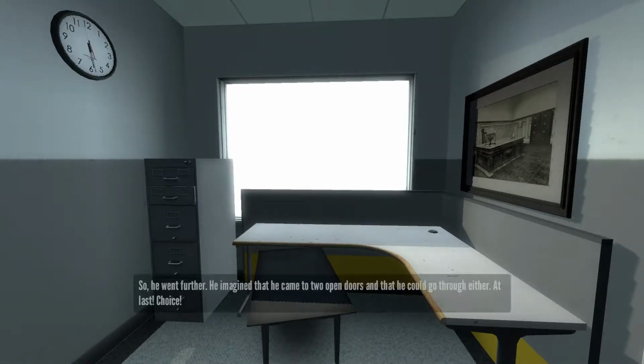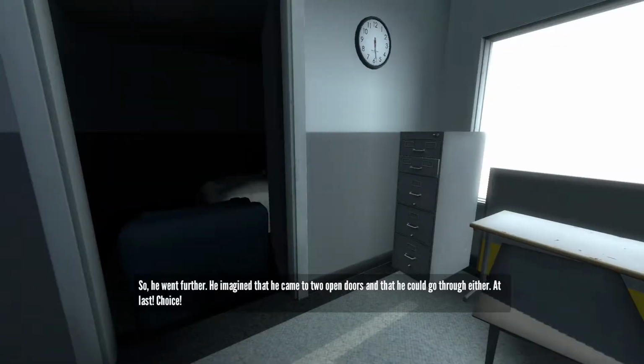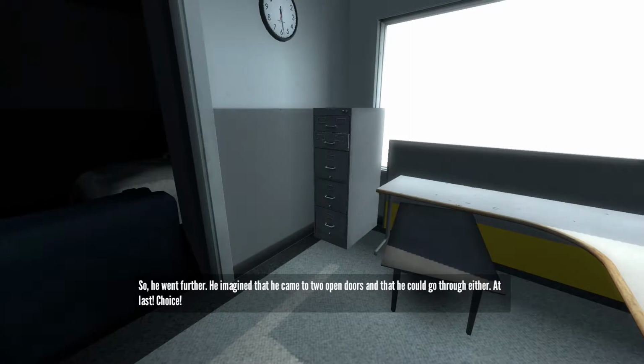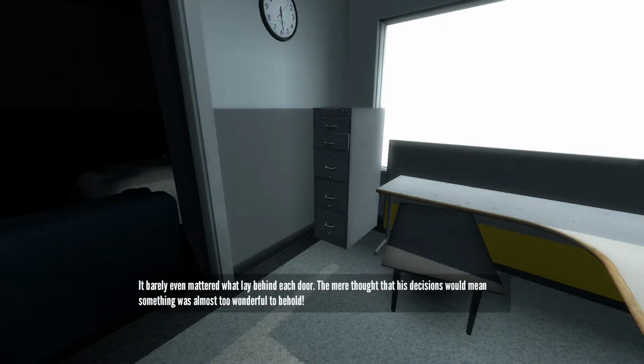So he went further. He imagined that he came to two open doors and that he could go through either. At last, choice. It barely even mattered what lay behind each door. The mere thought that his decisions would mean something was almost too wonderful to behold.